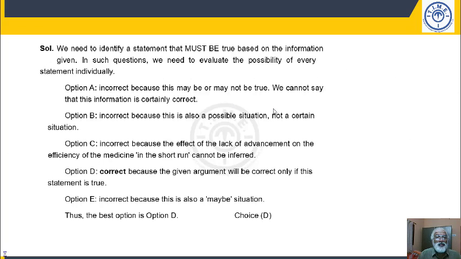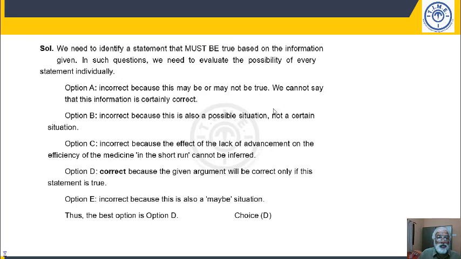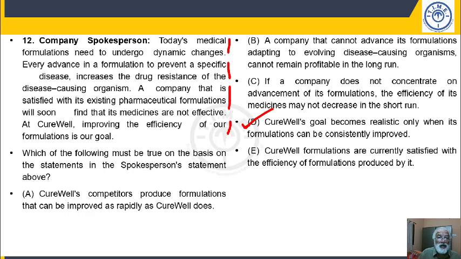So what we have here, we need to identify the statement that must be true based on the information given. So we need to evaluate every possibility. Now A is incorrect because this may or may not be true. What is A? It says Curewell's competitors, and we don't know, we've not discussed competitors. B says a company that cannot advance cannot remain profitable. But that is incorrect because it's also a possible situation, not a certain situation. Also, it is no different from what the person has already told us, or at least what is already implied in this part. No, it's actually told to us over here in a slightly different sense. So it's only a repetition.